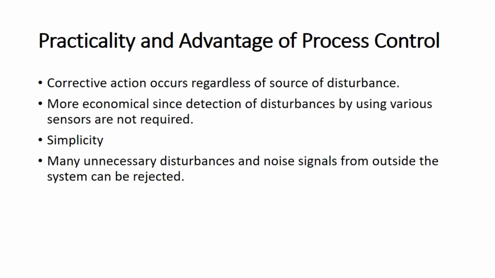The advantage of the feedback control system is that the corrective action occurs regardless of the source of disturbance. It is also more economical because fewer sensors are used, since disturbance is not a concern. Feedback control can be applied even with limited knowledge about the process. For example, a process model is not necessary.